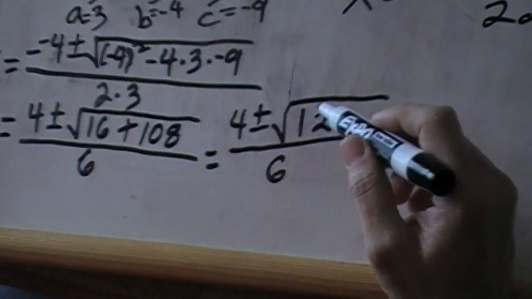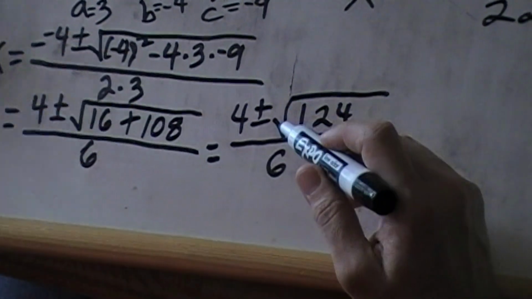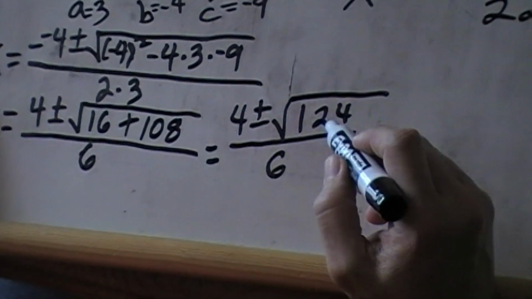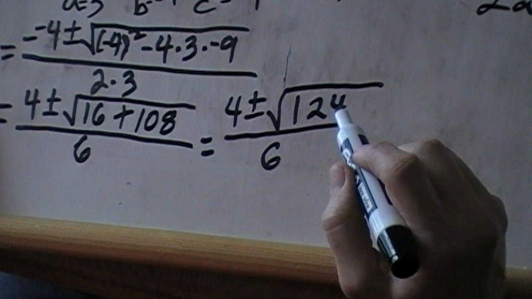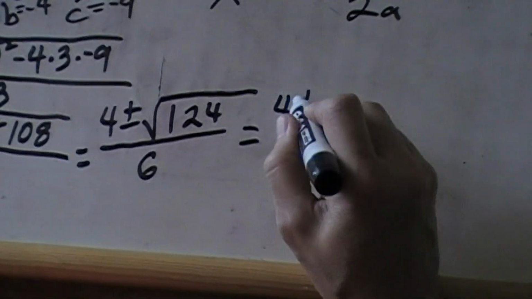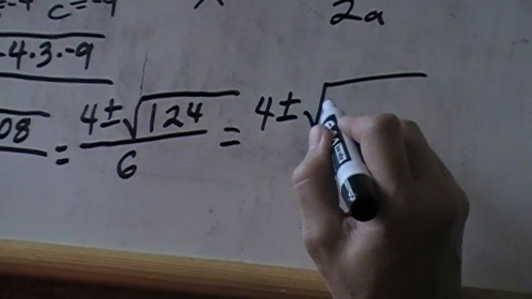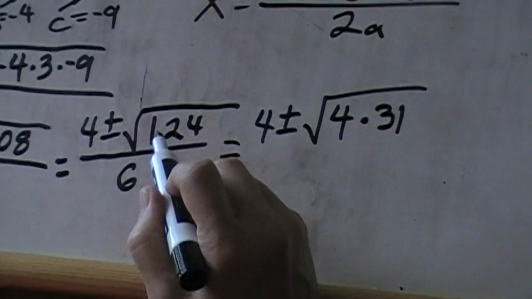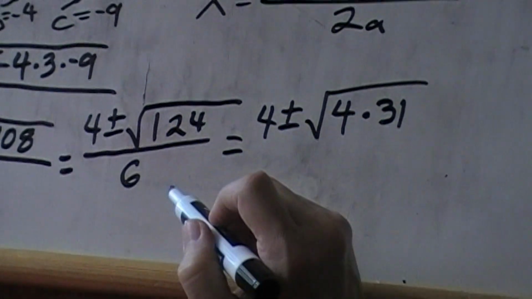So if you have the square root of 9, you take the square root of 9 and get 3, and the square root of 16, you get 4. Well, 124, I can divide evenly by 4. And when I do that, I get 4 plus or minus the square root of 4 times 31. You just put in your calculator 124 divided by 4, and you'll get 31.